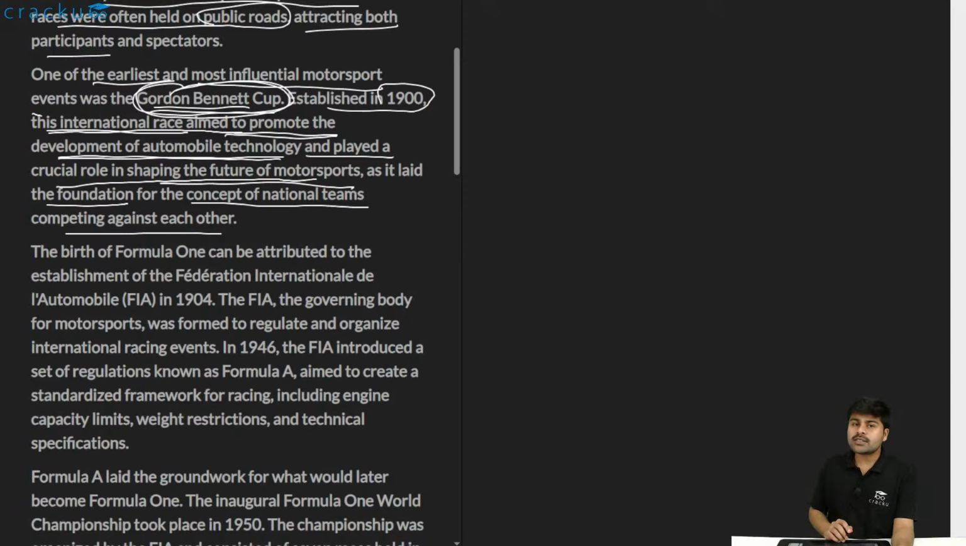So when did it all start? When did national teams first compete against each other? At least that's what the past implies. It all started with the advent of the Gordon Bennett Cup in the 1900s.